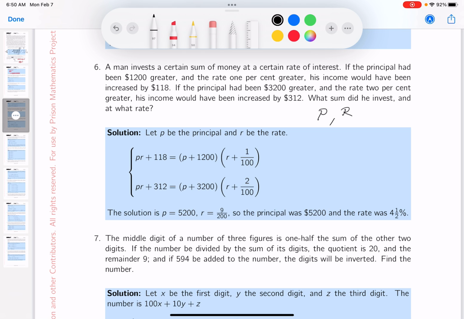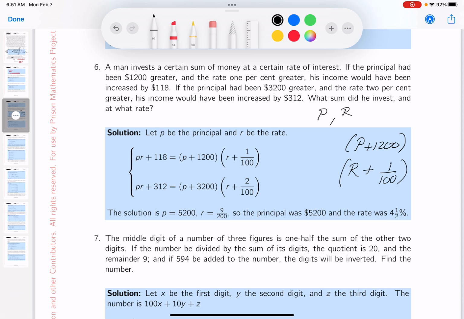All right? If the principal had been $1,200 greater, so what does that mean? P plus 1,200. And if the rate was 1% greater, well, what would the rate be? The rate would then be R plus 1/100th. That's 1% more. His income would have been increased by 118.